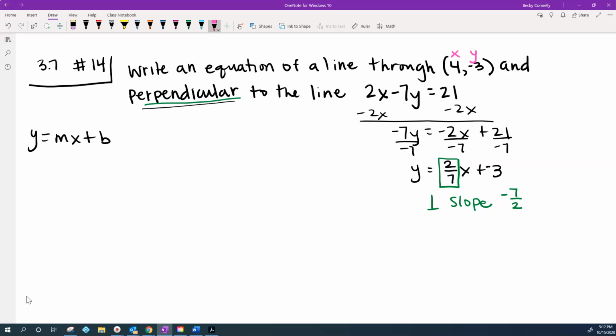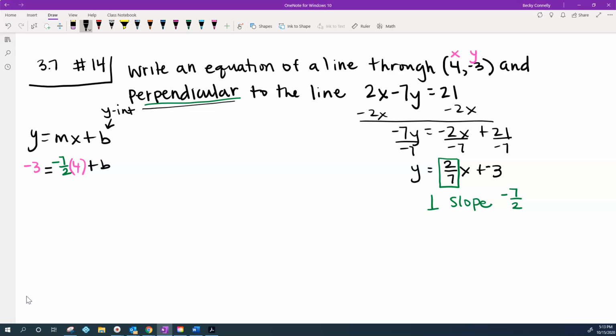x and y, because those are our x and y coordinates, I'm going to substitute those numbers in place of x and y in my equation here. So -3 goes in place of y, and 4 goes in place of x. And then I know my slope is -7/2, so I'm going to put that here. And the only thing that I don't know is b, which is my y-intercept.